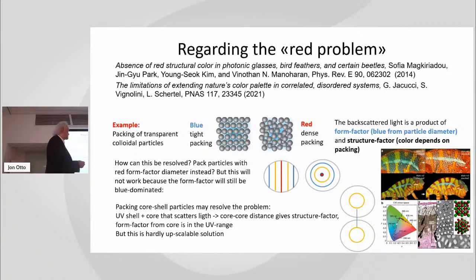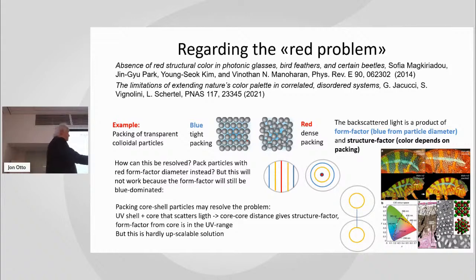But what people can do to resolve this problem is to use what are called core shell particles, where you have a core, and then you pack these, and you can get color distances. Let's say this is a blue distance, then you make it more loose and it becomes a red distance. Then these cores are not touching one another and the shell is not active. So then they can resolve this. But this solution is hardly upscalable. This is difficult to make, it takes a long time. It's not something that can solve the problem technologically, but it can be done.